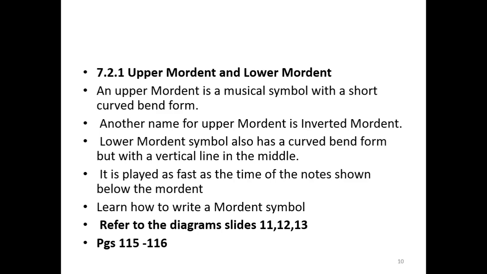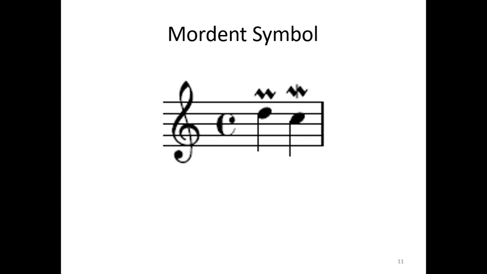note. And if you refer to the diagrams on pages 15 and 16, and in the next slides, you will know how to write the mordant symbol. So you can see this S-like thing on top of the notes. That is the mordant symbol. The upper mordant is the one without the line, and the lower mordant is the one with the vertical line in the middle of that curved S.